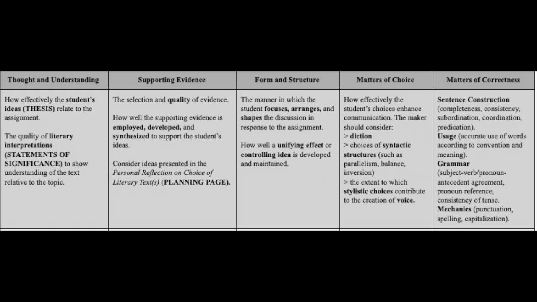The fifth section relates to matters of correctness, and it relates to the sentence construction, the usage, the grammar, and mechanics all used throughout your essay. This sentence construction needs to be complete, consistent, subordinate, and coordinated. The accurate usage of words according to their convention and meaning. For grammar, the subject and verb, pronoun antecedent agreement, pronoun reference, and consistent use of tense. And for mechanics, you need to have proper punctuation, spelling, and capitalization. To score a 5 out of 5, you need to demonstrate confident control of correct sentence construction, usage, grammar, and mechanics.